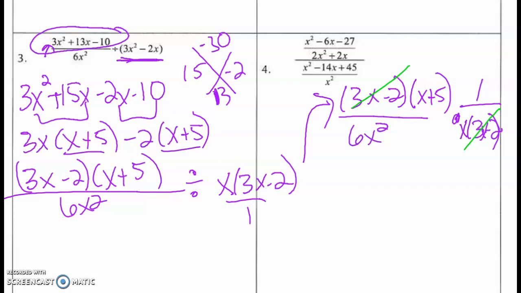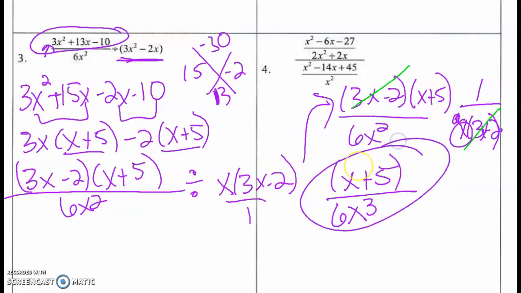So that leaves us with a final answer of x plus 5 divided by 6x cubed. We don't want to forget about that little guy. All right, you can put parentheses around there if you want, or don't. Either way is fine. But this is the final answer. There's no more simplification here.